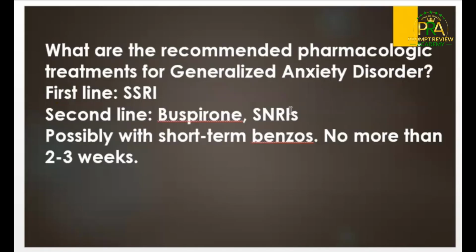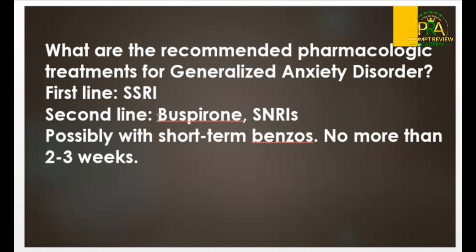So what are the recommended pharmacologic treatments for generalized anxiety? This is something else you need to know, the treatment for generalized anxiety. We know that SSRI is usually the first line of treatment. We have said it so many times for generalized anxiety, PTSD, OCD, panic disorder, depression, anorexia nervosa. All of them, the first line treatment is SSRI. But remember, the first line of treatment is SSRI.